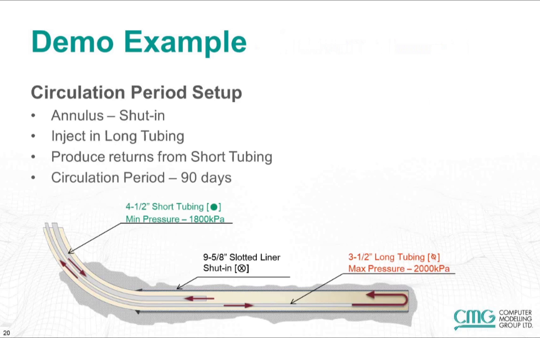In the circulation period, both the upper injector and the lower producer well, we will be circulating steam. The annulus will be shut in for both the wells. We will inject in the long tubing and produce in the short tubing, and we'll model the circulation period for 90 days.